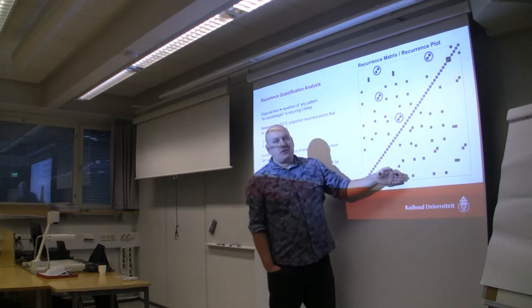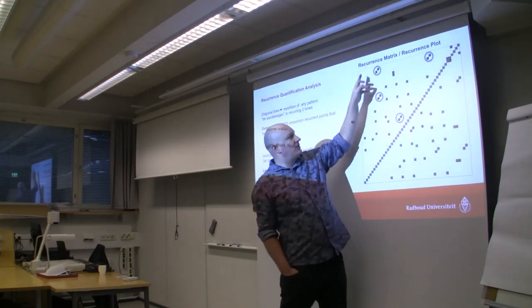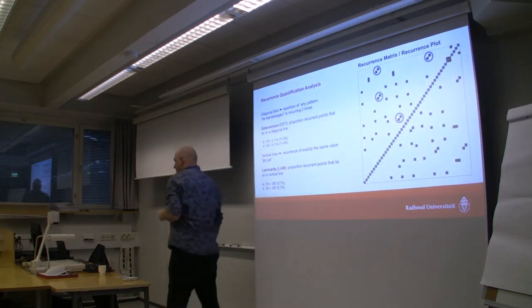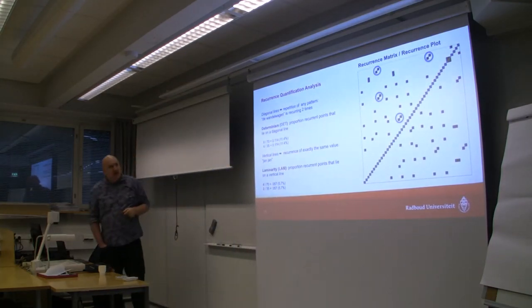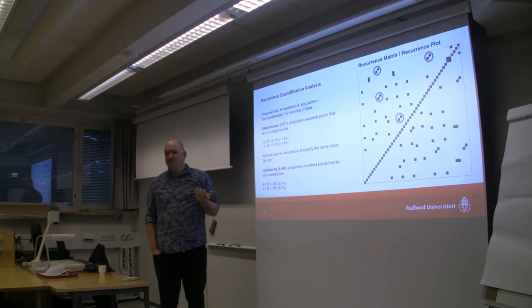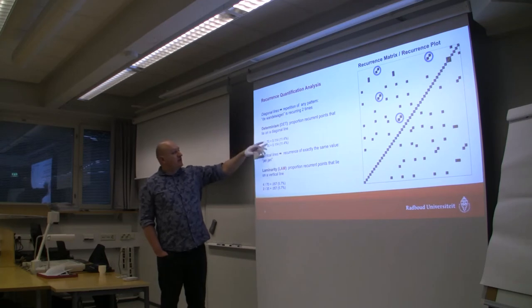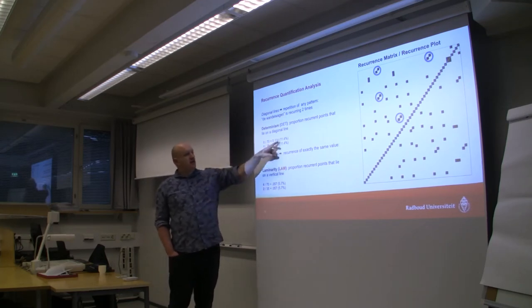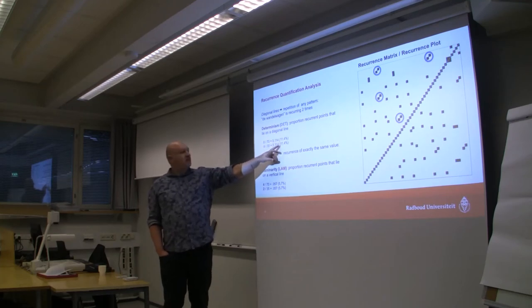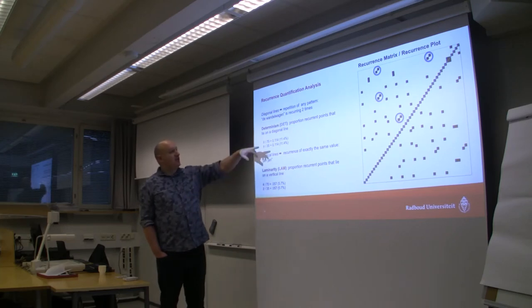But of course, when these recurrences happen, you will again see this line structure. So there is a kind of redundancy here, but it's still indicating that this pattern is recurring. Now you can count how many recurring points are on diagonal lines, and this gives an indication of the repetitiveness of some of these patterns. In this case, it's 11.4% of the points that are recurring that are actually on a line, which means they form part of a larger recurring pattern.